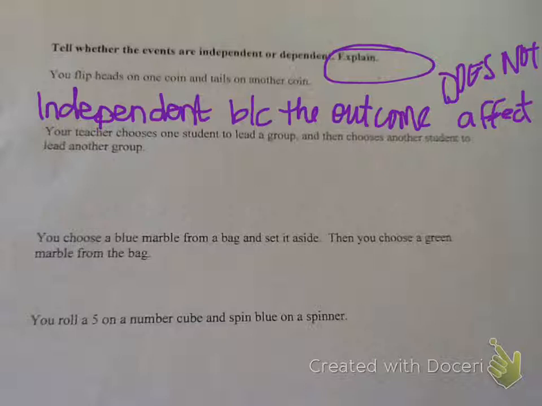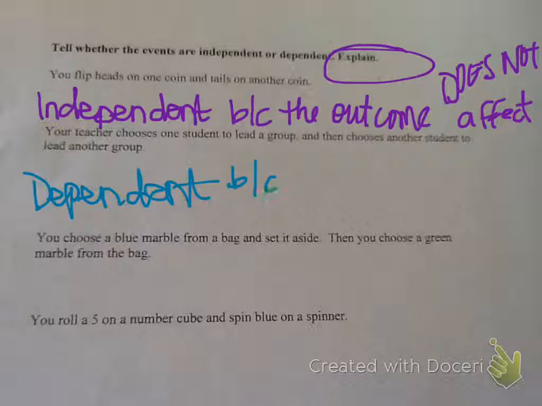Your teacher, that's me, chooses one student to lead a group, and then chooses another student to lead a group. So, if I choose Christian to lead a group, is he available to lead the second group? No. So, these are dependent because it does matter who I would choose first, because they're now no longer available to lead another group if I want them to. So it's dependent, and that's because there's one less student to choose from.